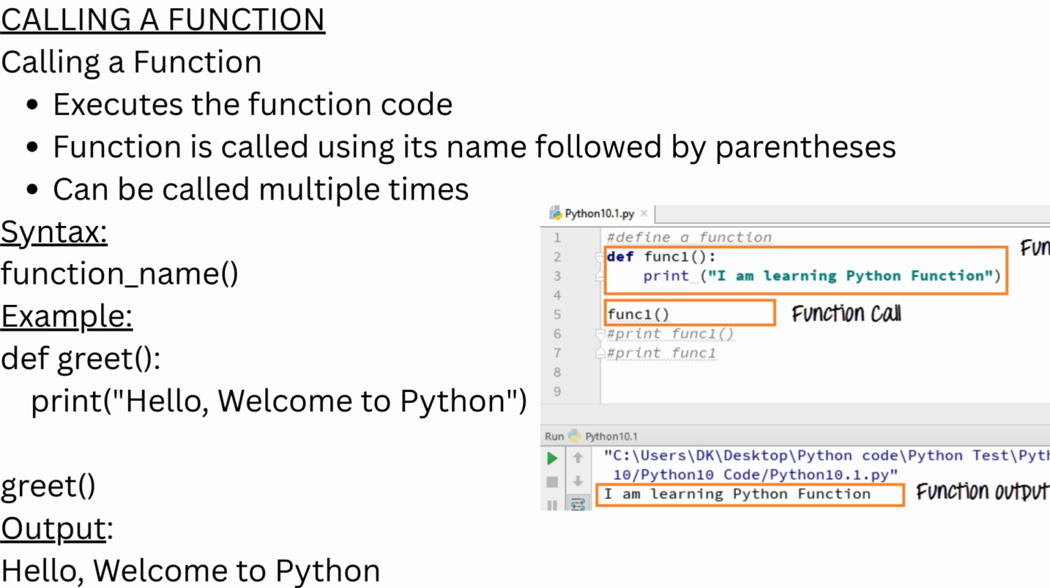After defining a function, we need to call it to execute the code written inside it. Calling a function means telling Python to run that function. We call a function by writing its name followed by parentheses. In this example, when we call the greet function, Python executes the print statement inside the function. As a result, the output, hello, welcome to Python, is displayed on the screen. The same function can be called multiple times without rewriting the code, which saves time and effort.